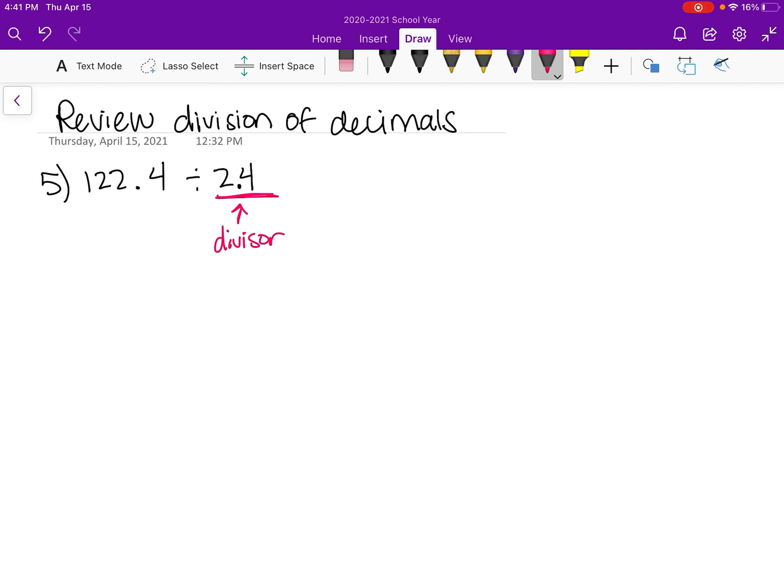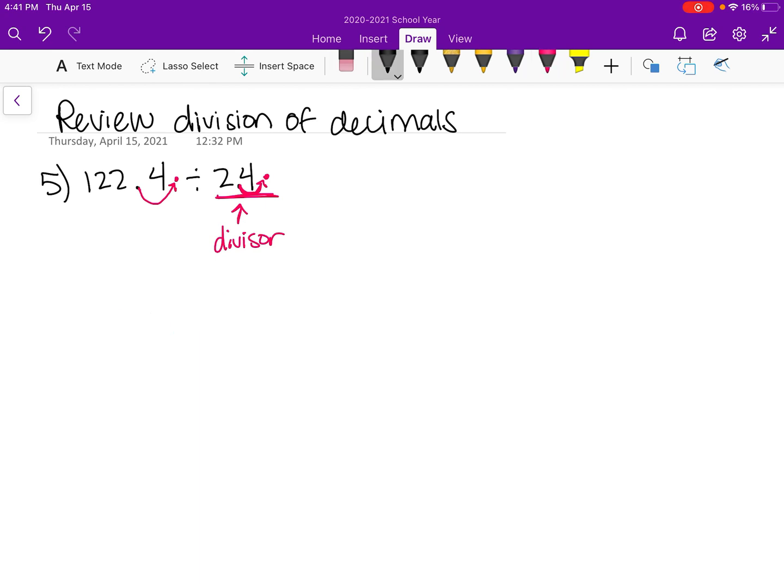So I'm going to take my decimal and I'm going to move it as far as it needs to the right to get rid of it. In this case, I need to move it one place to the right. So anything I do to my divisor, I have to do to the dividend as well. So I'm going to do the same thing, move it one place to the right. So now I have 1,224 divided by 24.